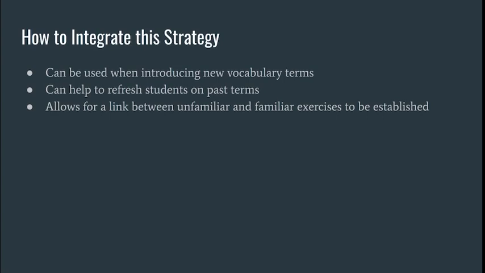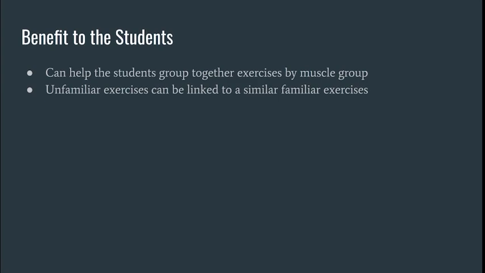Now, how does this benefit students? Trying not to repeat myself too much, it can really help the students to group together exercises by muscle group. And that's just one way you could do it. You could group it by whether it's a dynamic, isometric, or eccentric exercise. You could group it with different labels. It doesn't just have to be upper body lifts, muscle groups, that sort of thing. You can do this with any sort of label.